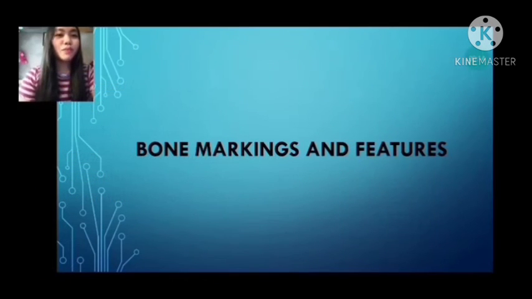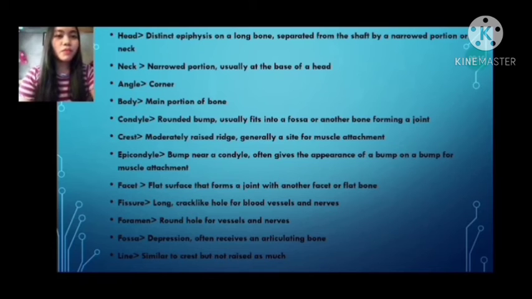Bone markings and features. Number 1 is head. A distinct epiphysis on a long bone, separated from the shaft by a narrowed portion or neck. Next is the neck, a narrowed portion usually at the base of a head. Angle, which we describe as a corner. Body, the main portion of the bone.